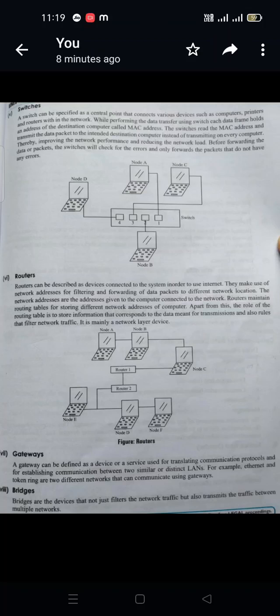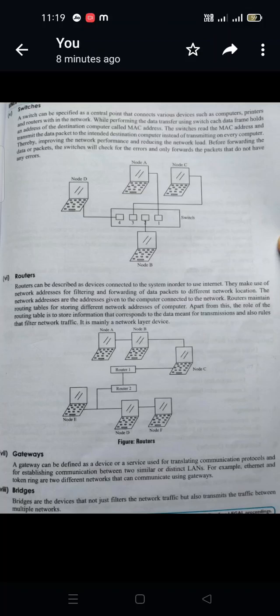So it is an interconnection. A router maintains a routing table, meaning which network is connected to your system, whether your system is connected to a LAN or to a metropolitan area network. All the detailed information is stored in the routing table, and routers work based on the routing table only. You can observe here router 1, router 2.